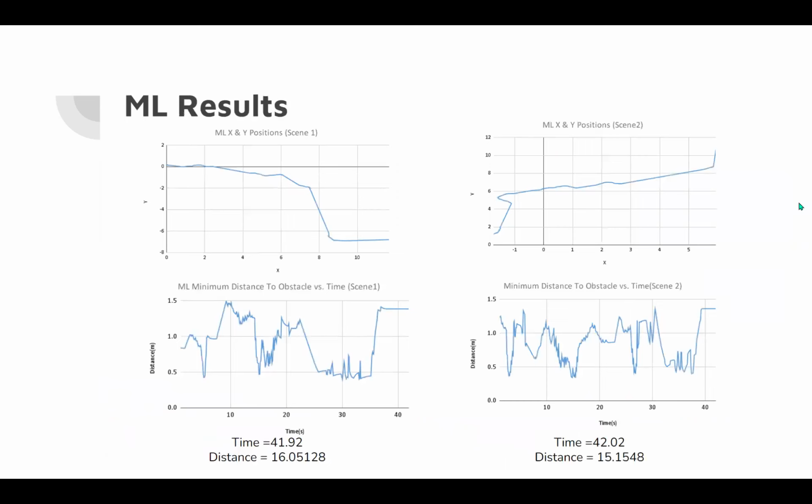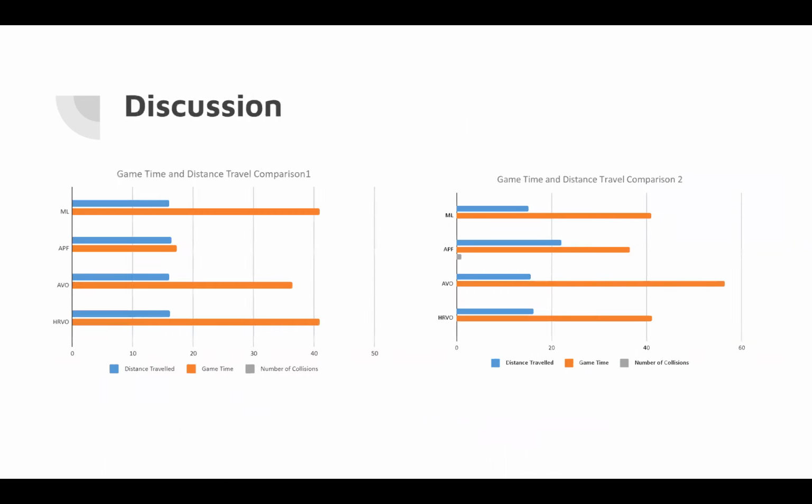As seen from the graphs, our ML agent stayed between 0.4 and 1.5 meters away from obstacles and successfully completed the simulation without any collisions. For the first scenario, the distances traveled were all within 0.4 meters of each other and had no collisions. As you can see from our first chart, APF was much faster than the others, completing the scenario in only 17.2 seconds, while the others took around 36 to 40 seconds.